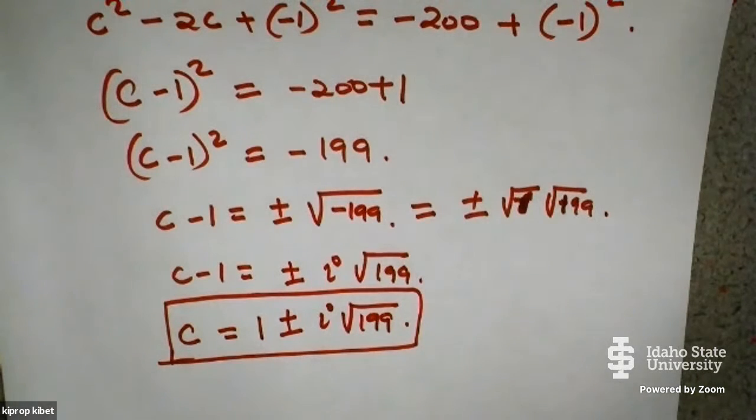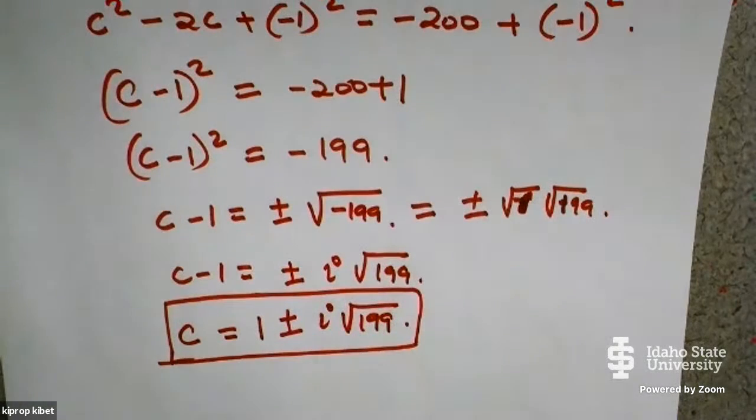Okay, any questions after that? So is Newton going to allow us to put it in like that? No, it will not allow you to put it like this. So what you do, you put 1 plus i square root of 199, comma, 1 minus i square root of 199. Okay? Awesome, thank you. All right.